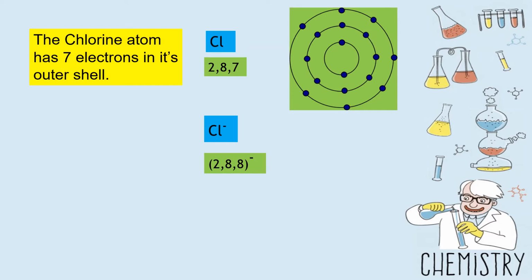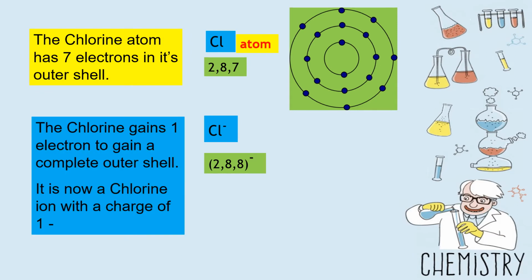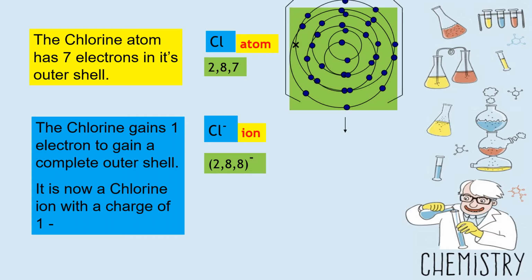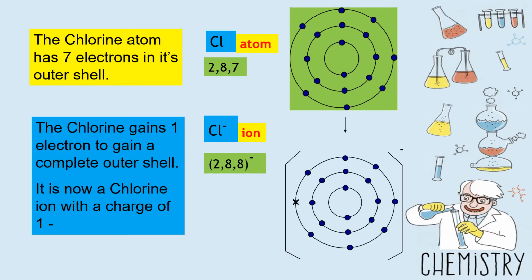Now, this chlorine atom has 7 electrons in its outer shell, so it needs 1 electron. So therefore, this chlorine atom in its neutral state, if it gains an electron to complete the outer shell, will become a chloride ion with a charge of 1 minus.